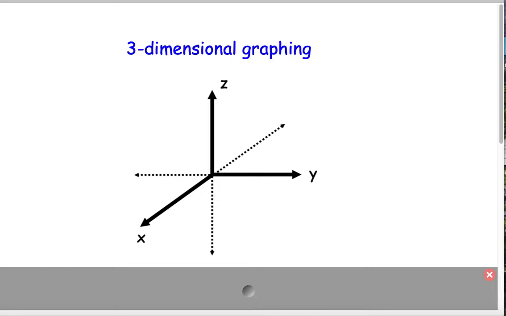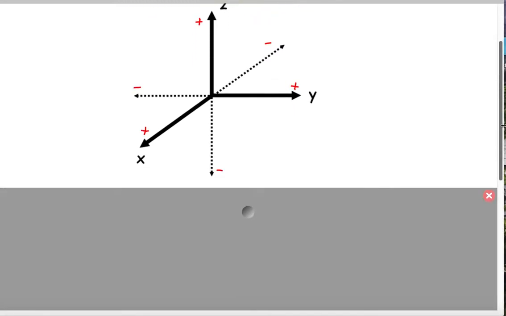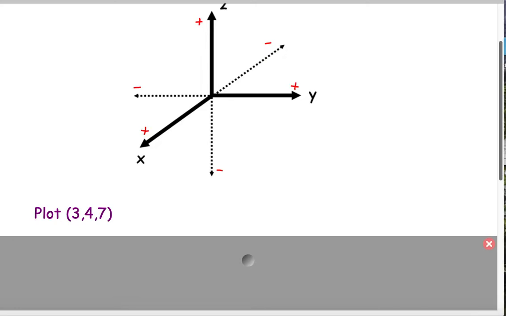And so you'll notice that, if I want to plot, and let me put positives on here. So this is the positive x, and that's the negative x. Here's your positive y, there's negative y, positive z, negative z there. So if I ask you to plot a point, for example, let's plot the point (3, 4, 7).